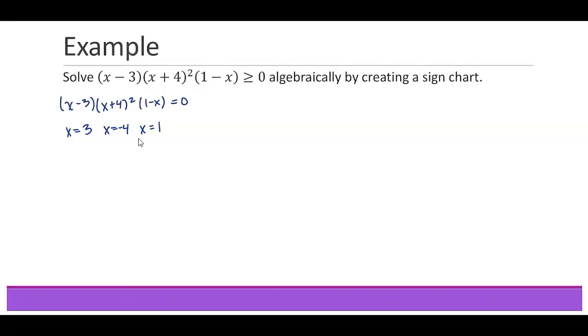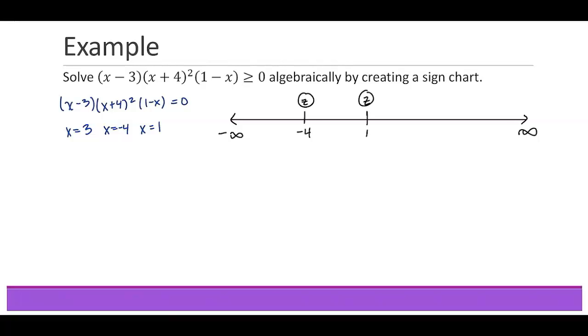So these are my zeros. In the same way you'd find them to graph them, we're going to find them, but to put them on a number line. So we're going to graph our number line. And the domain of any polynomial is all real numbers, so our number line will have -infinity to infinity. And we'll plot our zeros. -4 is a 0. We have +1 is a 0. And +3 is a 0.